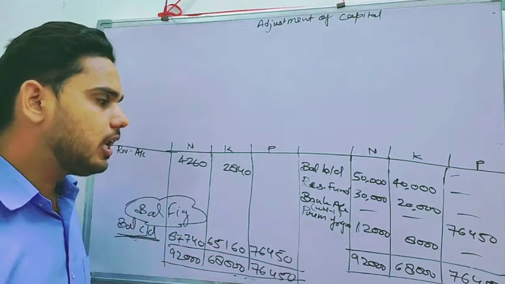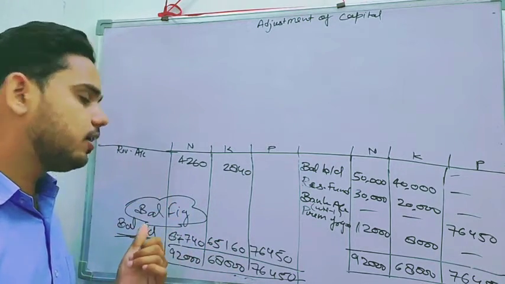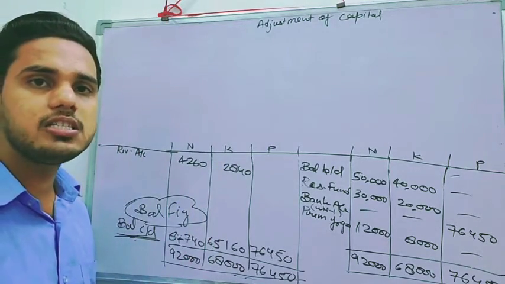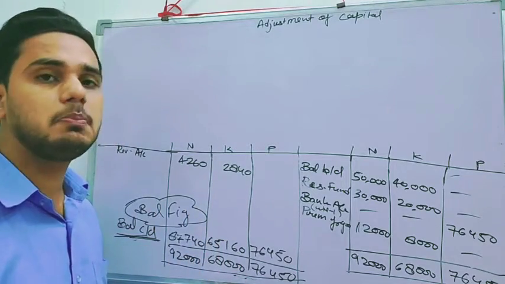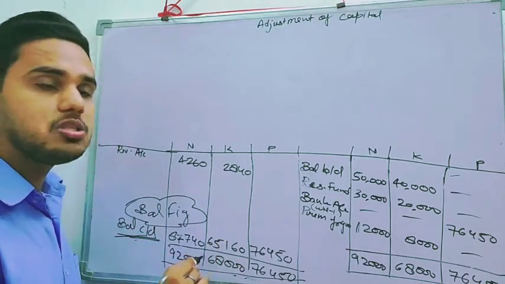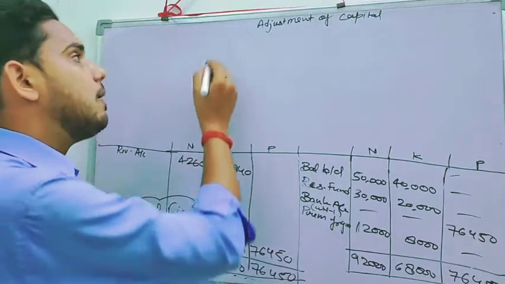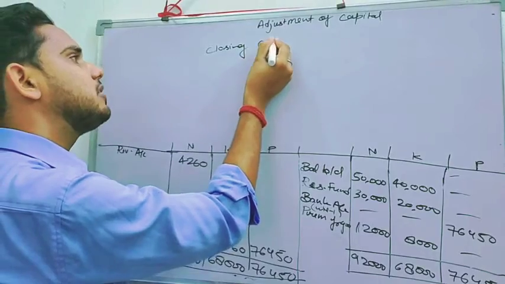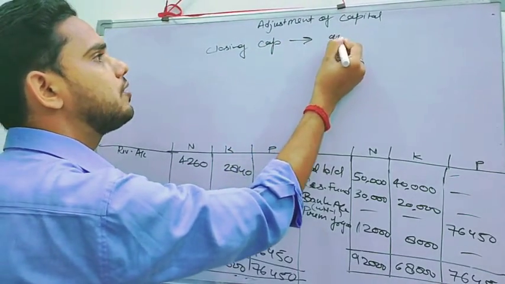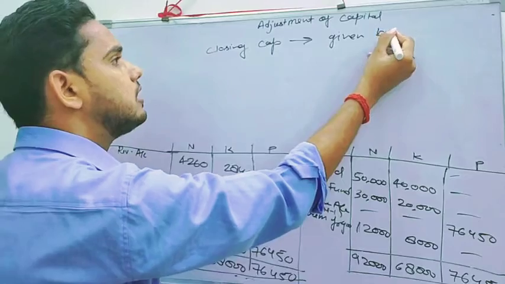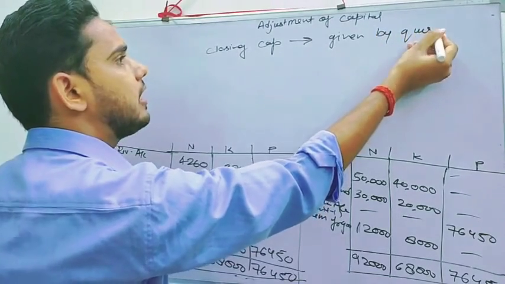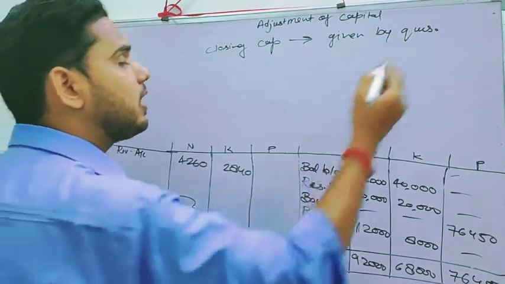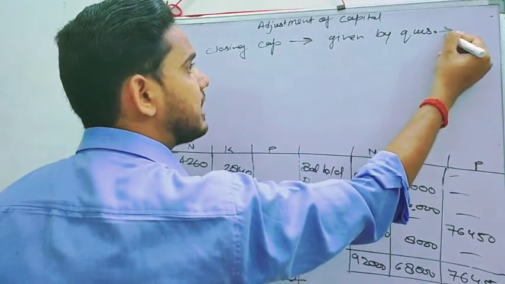Till now we know that the closing capital is a balancing figure, but the adjustment of capital concept means that you will not write closing capital as a balancing figure, but closing capital will be the values or the capital given by the question, right? So we can say that, sir, the closing capital will be given in the question. But the point here is it will not be given directly, it will be given indirectly, right?